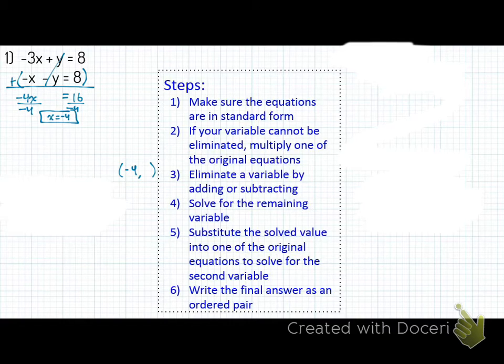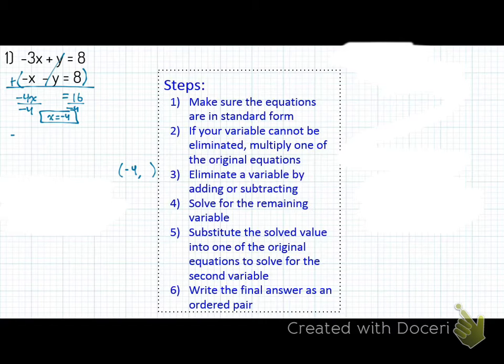So how do I figure out the second part? What did I need to do? Plug it back in, right? So I got negative 4. I'm going to plug it back into one of my first two equations. Just like before with substitution, I could either pick the first or second equation. I'm going to pick the second one because there's nothing to multiply with here except for this negative sign.